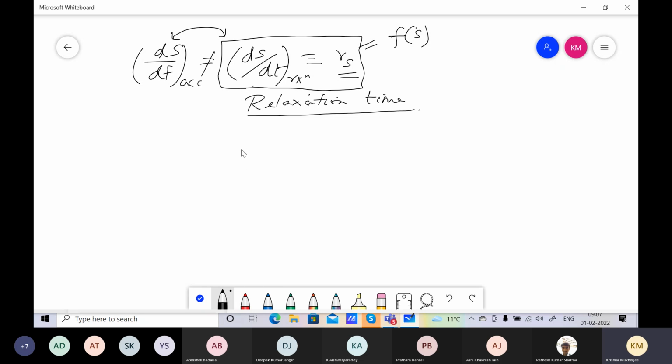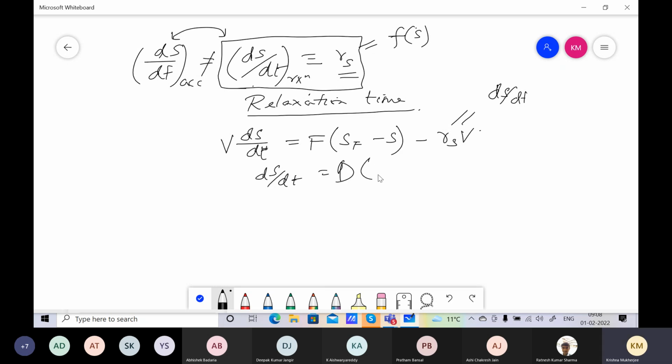So very quickly, the essential idea is that in a CSTR, the model is V dS/dt, accumulation, is equal to F(SF minus S), of course, minus the reaction rate RS. This could be whatever, RS into V actually. If I divide it by V, then we have dS/dt equal to D(SF minus S) minus KS if it is a first order reaction, right?